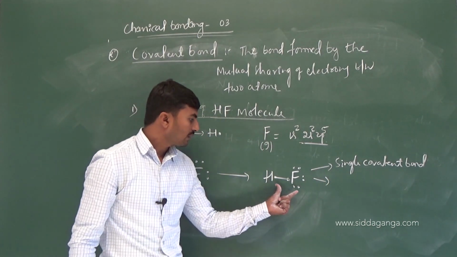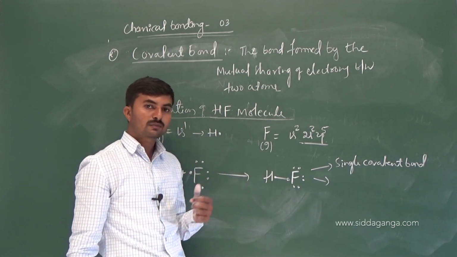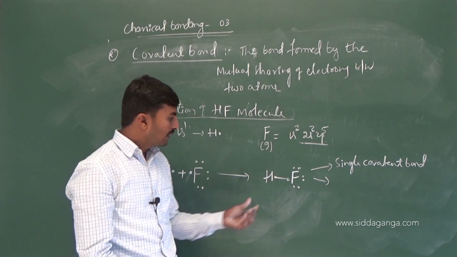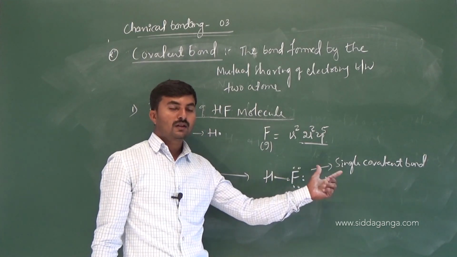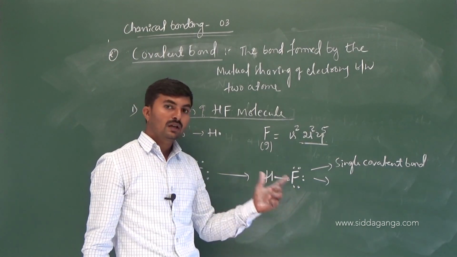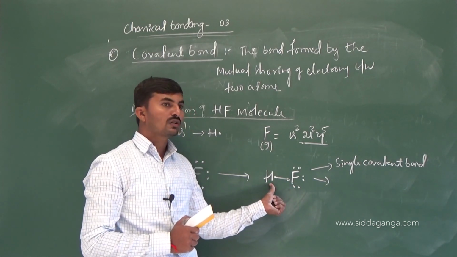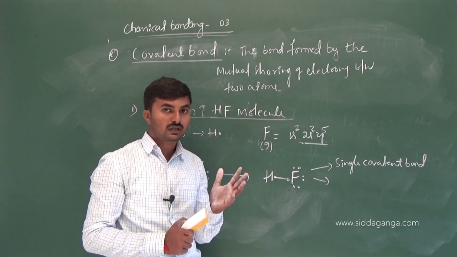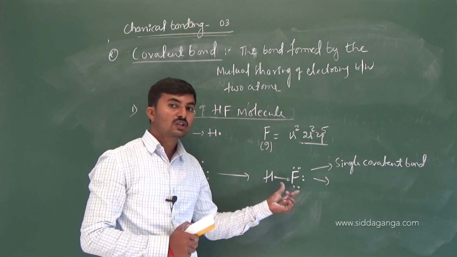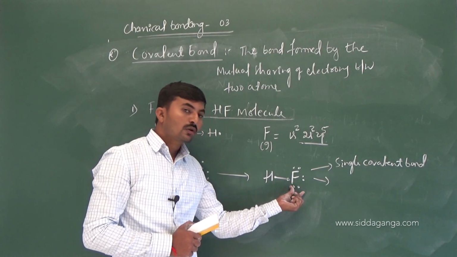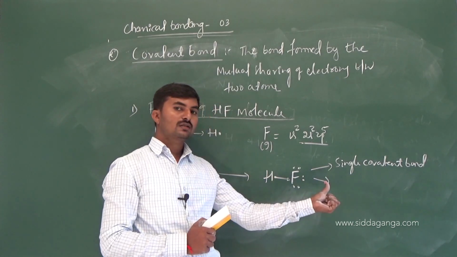Which type of covalent bond can it represent, whether it belongs to polar covalent bond or non-polar covalent bond? As I already explained, if both atoms have the same electronegativity, then it is an example for non-polar covalent bond, and in between them there is equal sharing of electrons. But here fluorine and hydrogen differ in their electronegativities. The electronegativity of fluorine is much higher than hydrogen. In such cases, what happens? This more electronegative atom tends to attract the electron density towards itself.